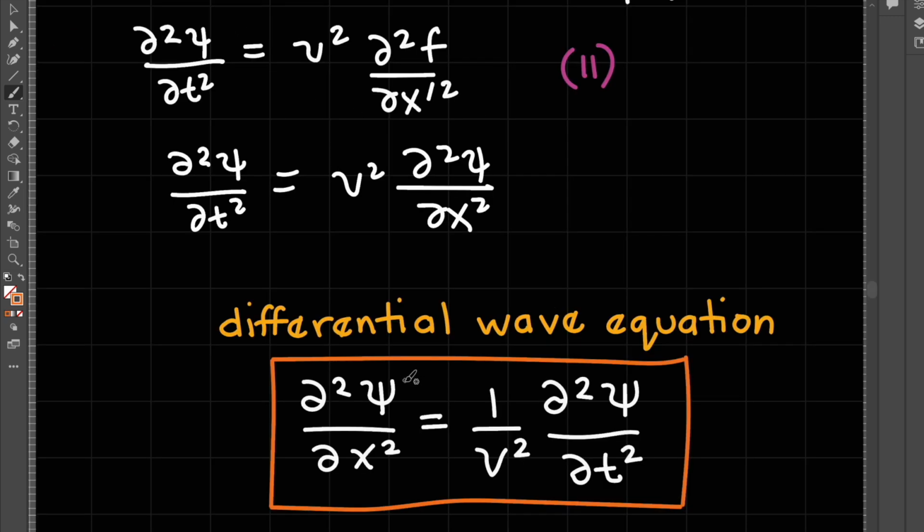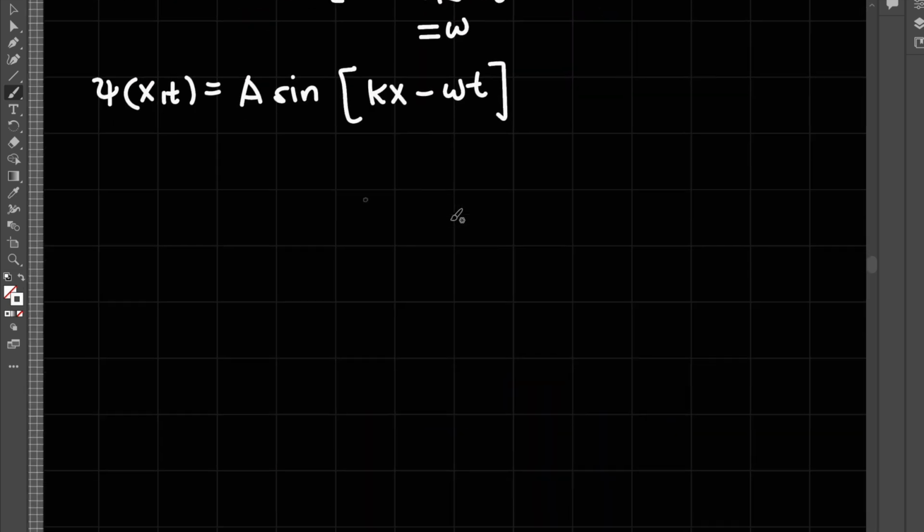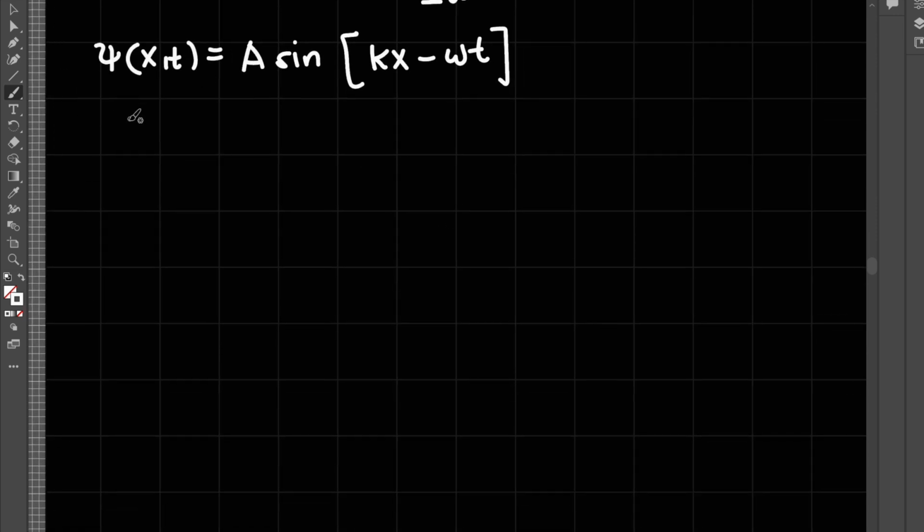the second order partial of psi with respect to x, and then the second order partial of psi with respect to time, and see if this expression checks out. First, let's get the second order partial of psi with respect to x. So let's get first the partial of psi divided by partial of x.